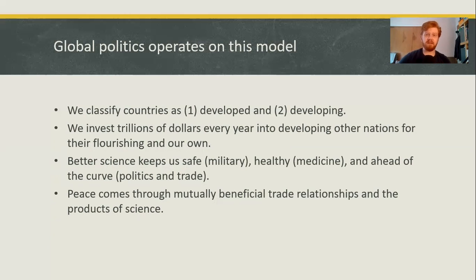This model would say that better science keeps us safe, it keeps us healthy, and it keeps us ahead of the curve. And so, whatever the problem is, invest in science, and science will take care of you. And peace comes through mutually beneficial trade relationships and the products of science. You know, many wars are fought over resources. But if we don't need those resources anymore because we can produce better alternatives on our own, then we don't need to go to war for something. And so we can just mutually trade because we might want the things that they have and they want things that we have. And so we can just exchange and everyone benefits.